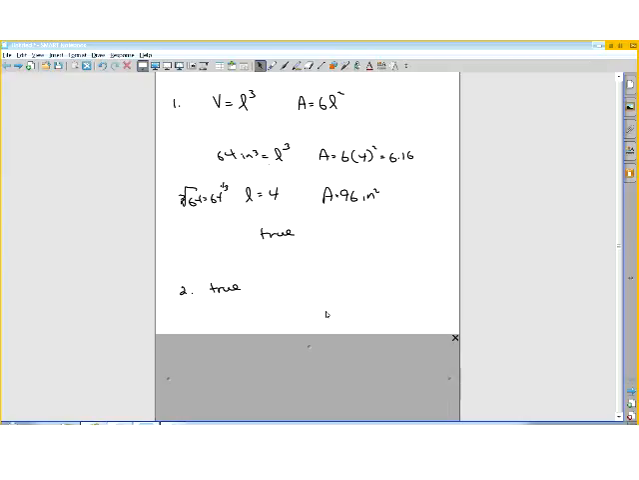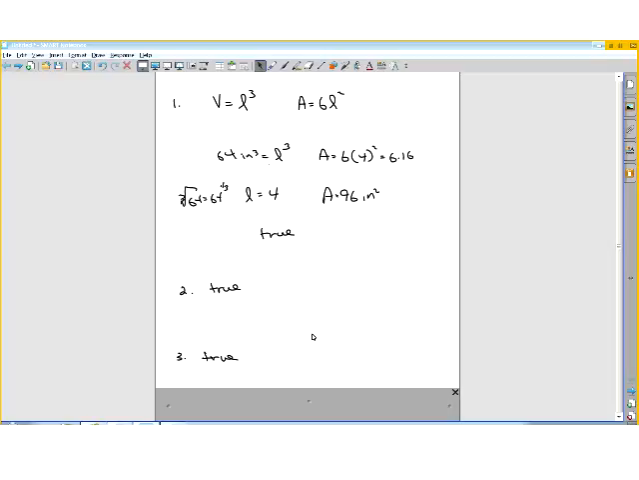Number 2, a tetrahedron has the same number of faces as vertices. Okay, so let's go back and see what a tetrahedron is. If you look at page 489, you see the 5 regular polyhedra. You see the tetrahedron is the blue one, and it has 4 faces, 4 triangles, and it has 1, 2, 3, 4 vertices. So that is true.